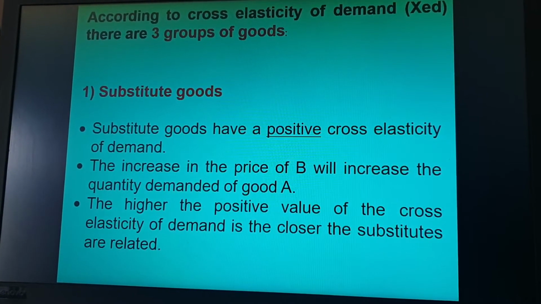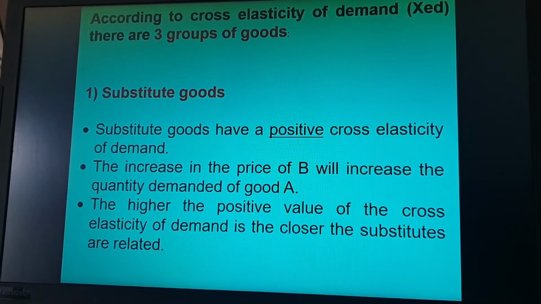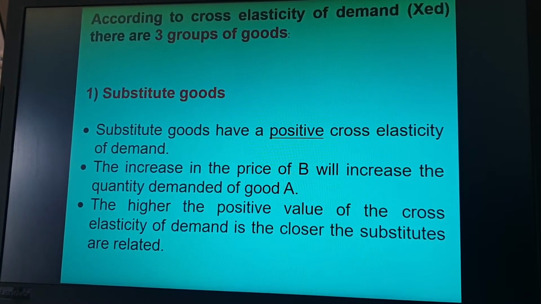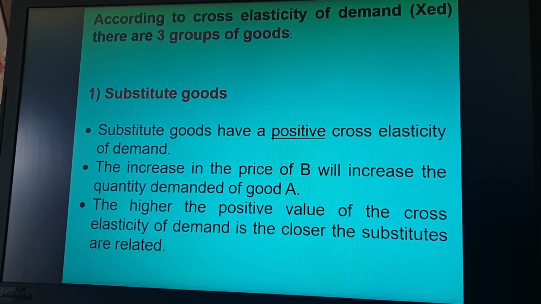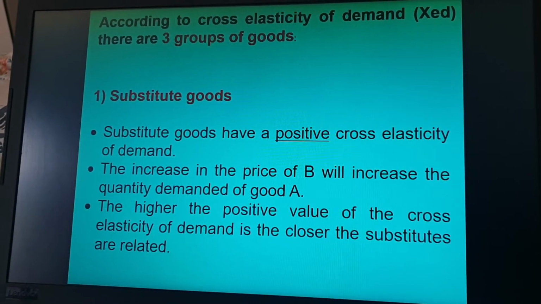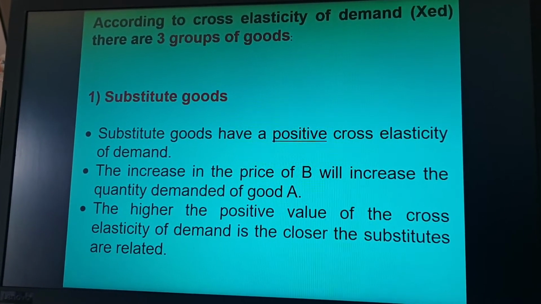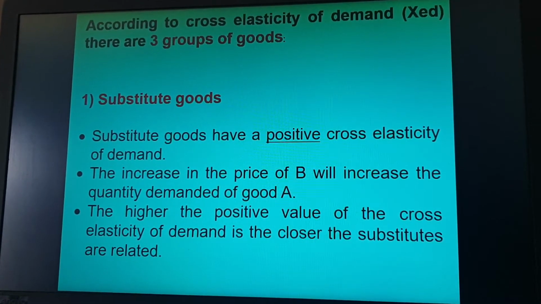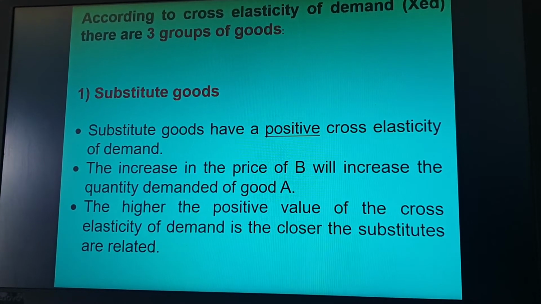So the increase in the price of product B will increase the quantity demanded of product A. The higher the positive value of the cross elasticity of demand is, the closer the substitutes are related. So if the price of coffee increases a lot, people are going to move over to maybe buying tea. And since they are closely related because they are both warm drinks that we drink normally during winter or some people drink during the whole year, they are close substitutes, so they have a positive cross elasticity.